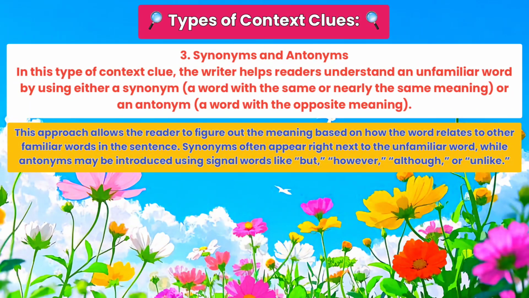This approach allows the reader to figure out the meaning based on how the word relates to other familiar words in the sentence. Synonyms often appear right next to the unfamiliar word, while antonyms may be introduced using signal words like but, however, although, or unlike.